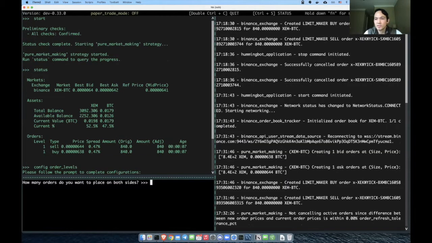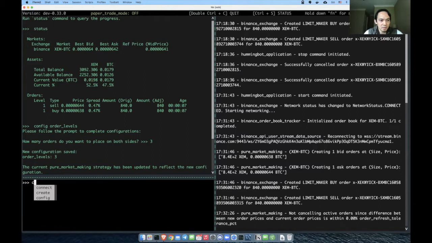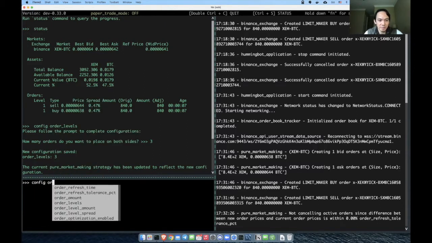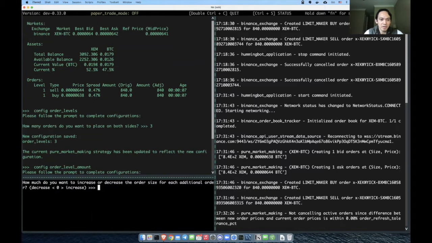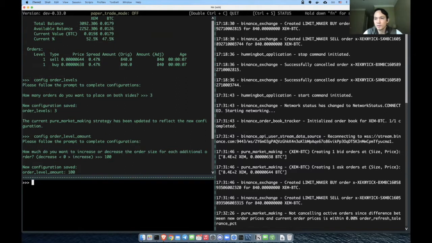So let's say instead of just one, I want to have three on each side. So we can say three. And then another setting I would change is order level amounts. Right now it's placing an order for the size of 840 ZEM. Let's say I want to increase that by 100. That means every subsequent order will be 100 more than the previous one. So it was 840, 940, and then 1040.